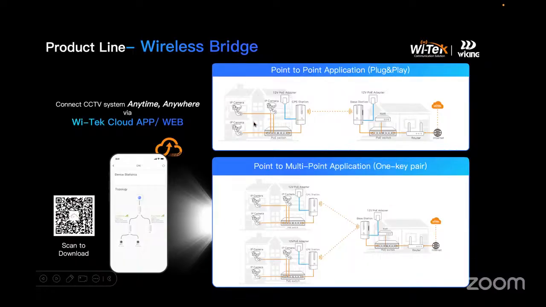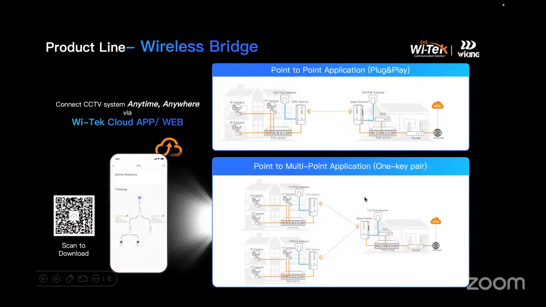You can see the camera connects to the PoE switch, and the PoE switch connects with one port to the CPE station. For one pair of CPE, we have one sender mode and one receiver mode. Then we can use a PoE adapter to power up the CPE. Then on the NVR side, you use the NVR to connect to a PoE switch, then connect to the router, then connect to one receiver. So sender and receiver, this is what we call a point-to-point application.